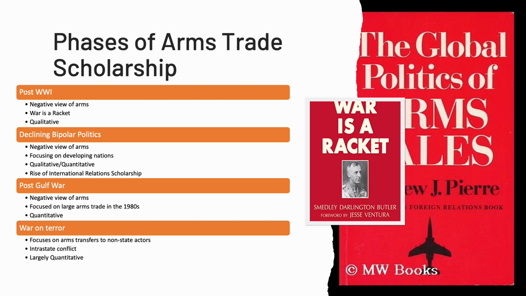Then we had the second era, looking at the post Gulf War era. Again, this was a negative view of arms, focused on large arms trade in the 1980s. Again, this primarily looked at the fact that Saddam Hussein in Iraq and the Ayatollah Khomeini in Iran fought such a long war, the fact that Saddam became a threat to U.S. and Western interests within the region, the fact that he was armed with a lot of Western produced arms.